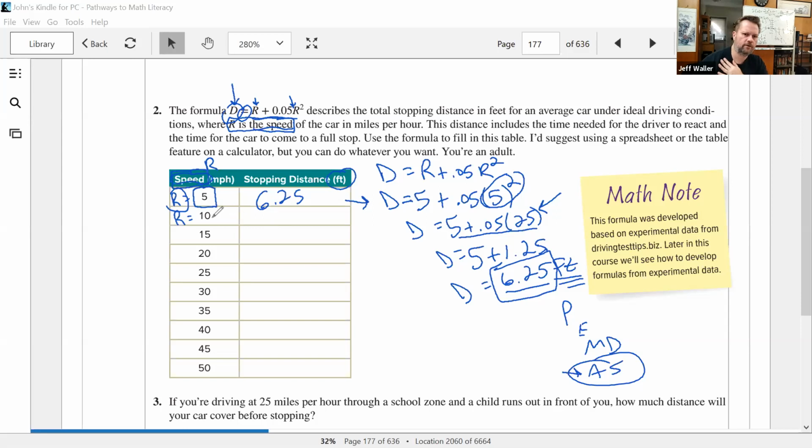So if I want to do this next one, I would use the exact same formula because that's the formula for the whole thing. But what do I know now in this next row? I know R is 10. So how would I write that? D equals R, but I know R is 10. D equals 10 plus 0.05 times R squared. But what's R? R is 10.